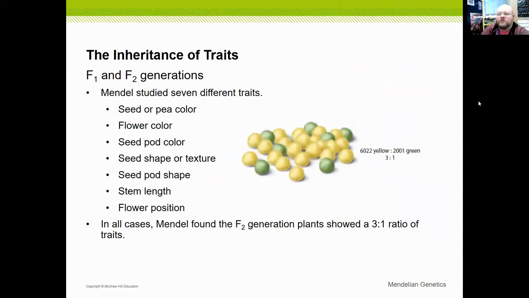So during the F1 and F2 generations, Mendel studied 7 different traits: seed or pea color, flower color, seed pod color, seed shape or texture, seed pod shape, stem length, flower position. And in all these cases, Mendel found that the F2 generations showed a 3:1 ratio of traits. No matter what, there was always a 3:1 ratio in that second offspring, which is the third generation, or the F2 generation.